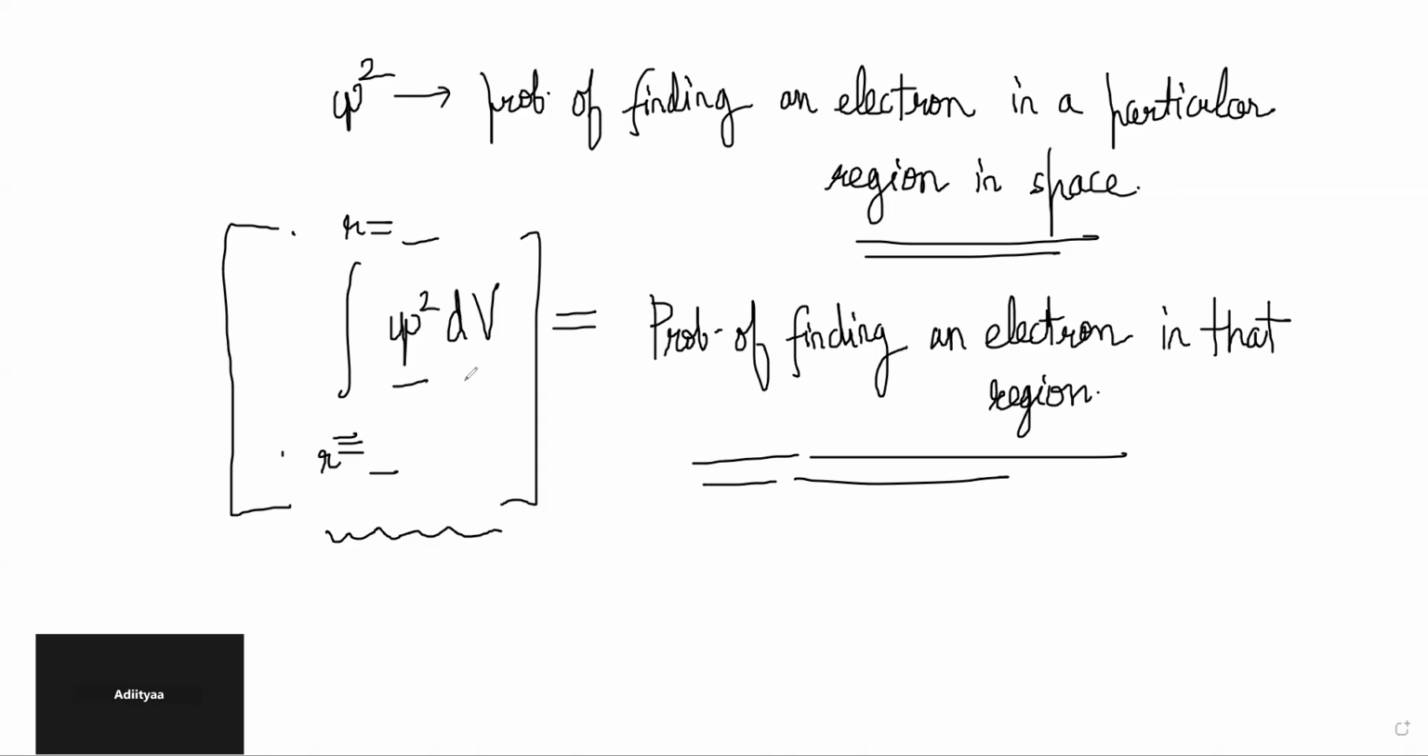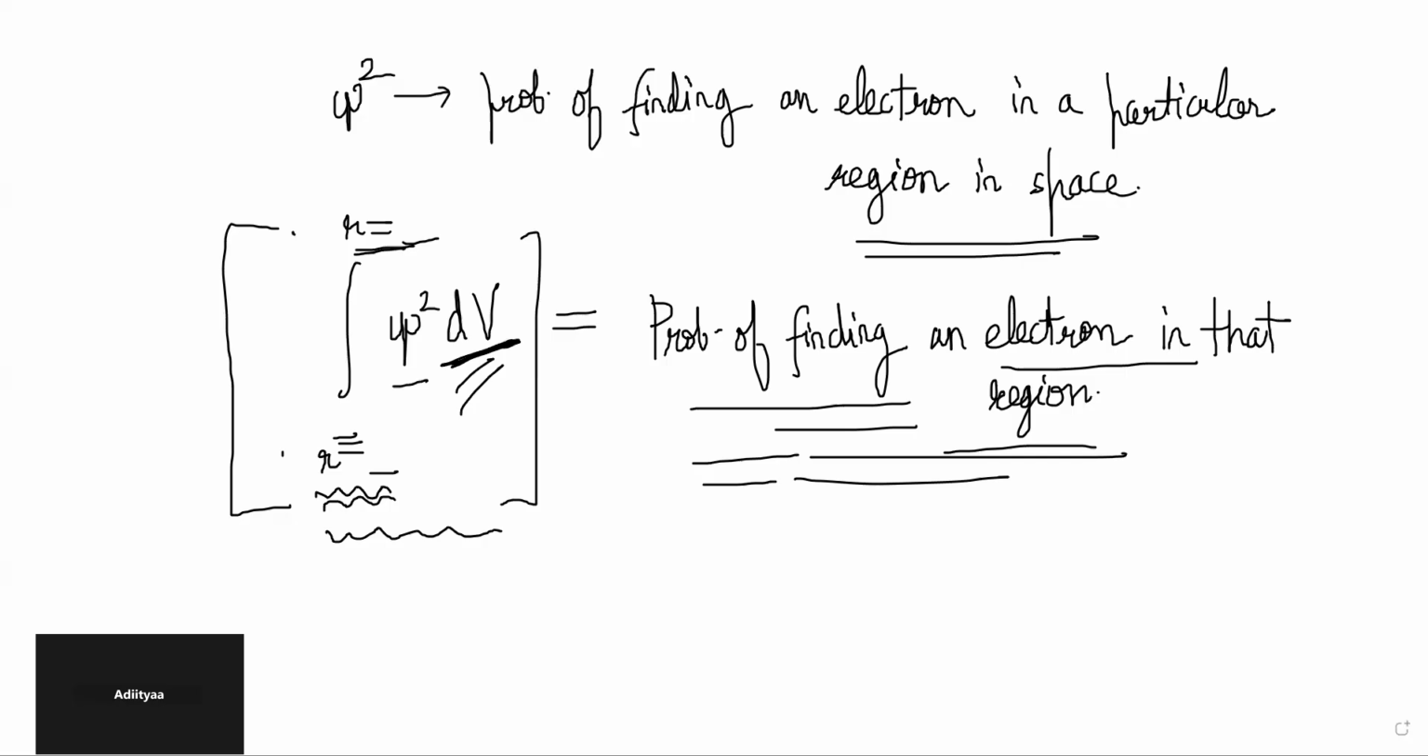If you integrate psi square with dV, you'll end up getting the probability of finding an electron in a certain region, right? What is that region? It is the region from the lower limit of R to the upper limit of R and so on, right? You are doing it over that volume, correct? So that is something that you need to understand.